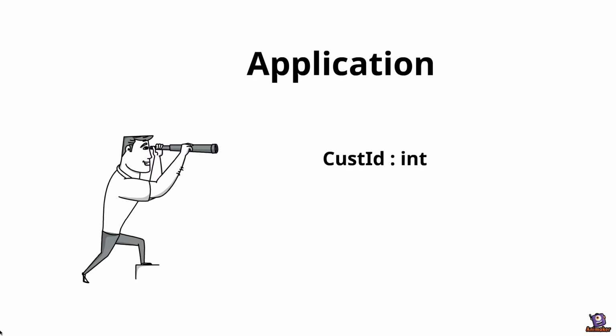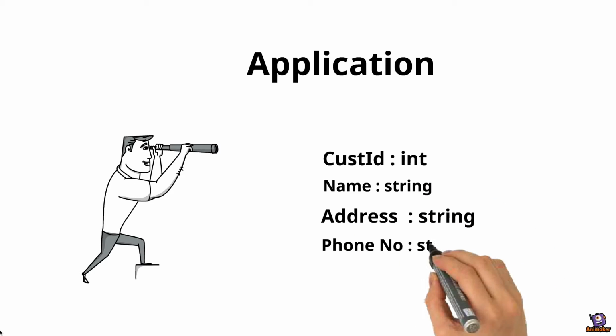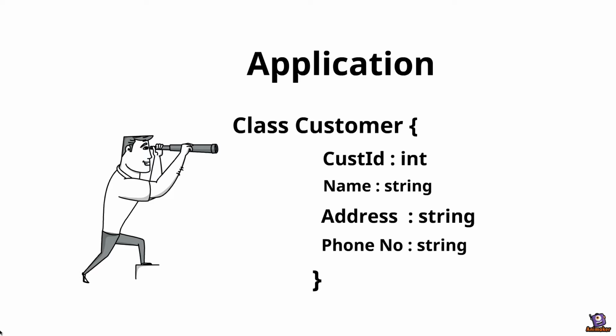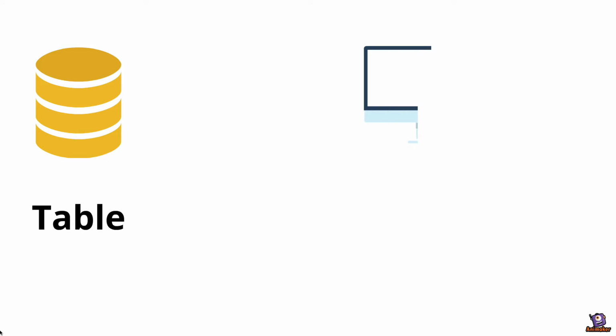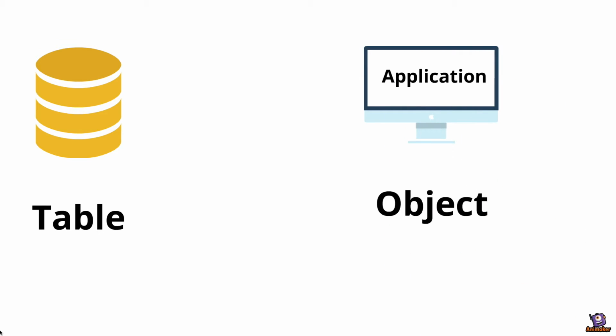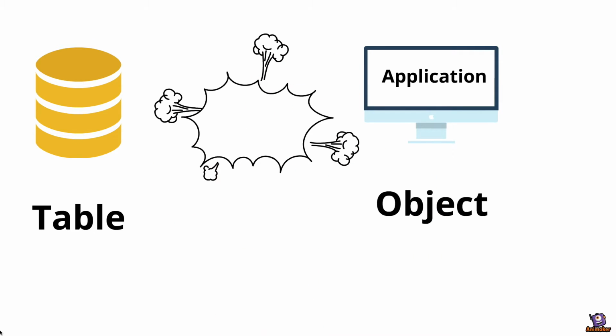While in application, in order to represent the customer information, we will have a class written in any object-oriented programming language, say C#, Java, Python, etc. So class attributes will be customer ID of type int, name, address, phone number of type string, with class name as customer. In case of database, we store the data in terms of rows and columns within our table, while in application we store them in class object form. So we see there is a mismatch in these models how they store the data. This mismatch between database and application is known as impedance mismatch.